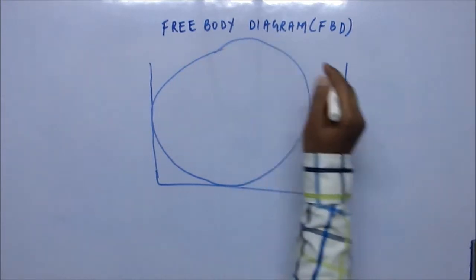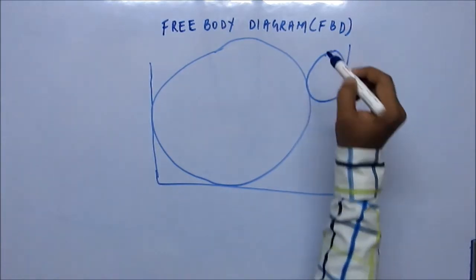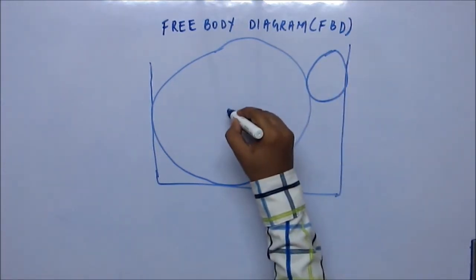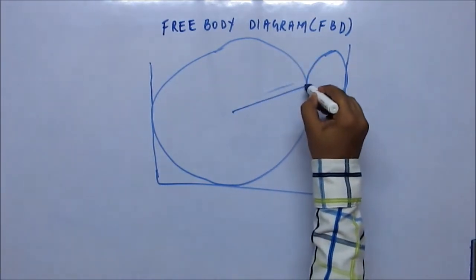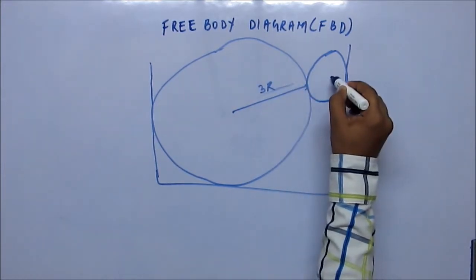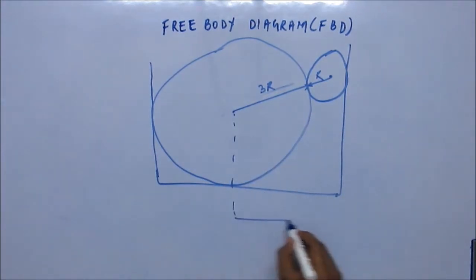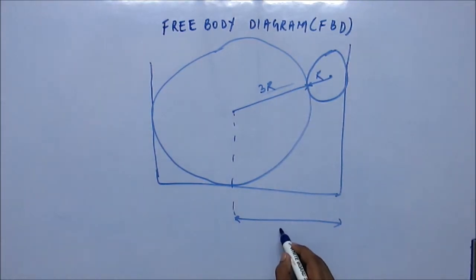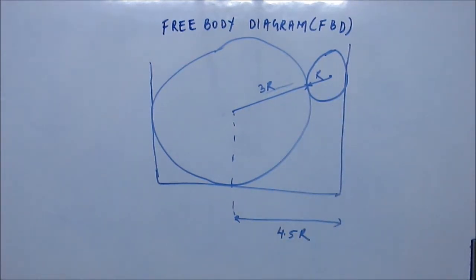This is a larger sphere, and with the help of this, we have stationed a smaller sphere. Suppose this is 3r and this is r, and this distance, suppose I give you as 4.5r. Then draw the FBD for this smaller sphere. All the forces with proper angles.